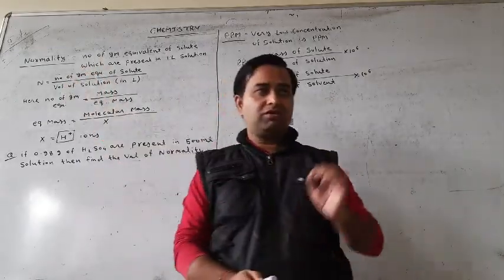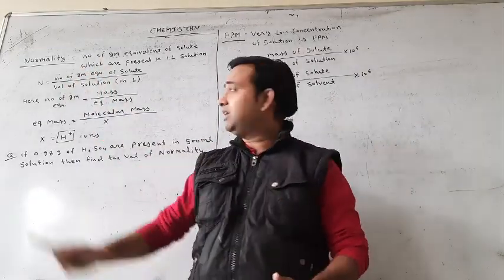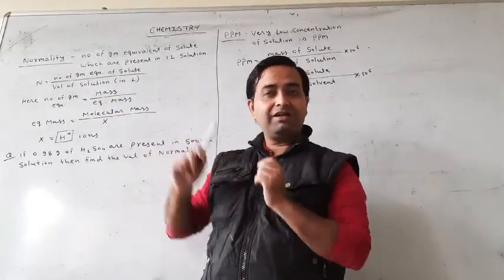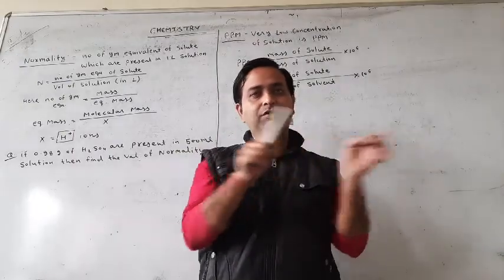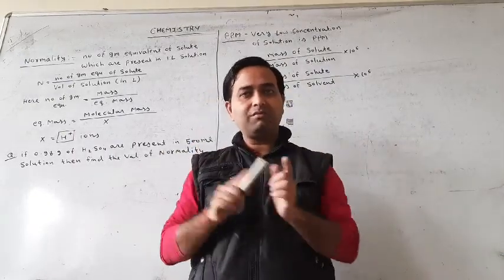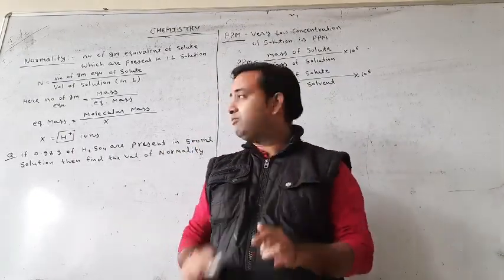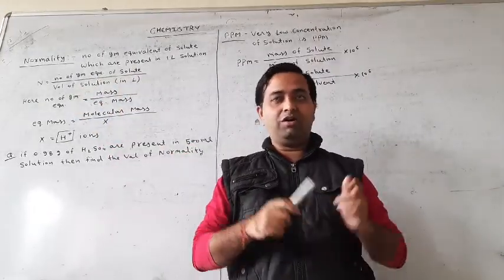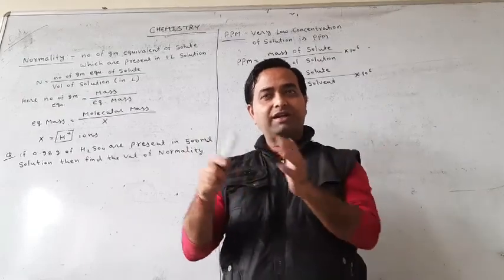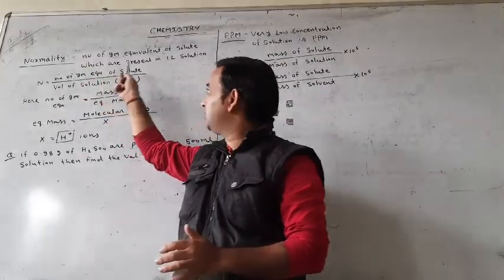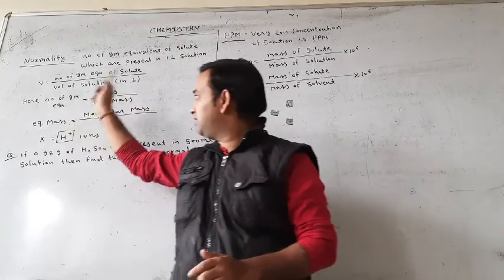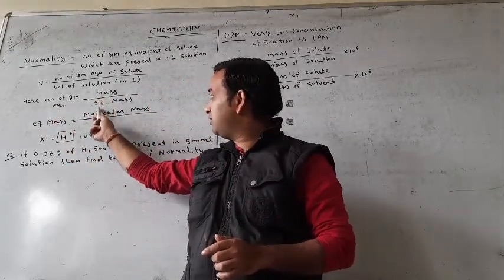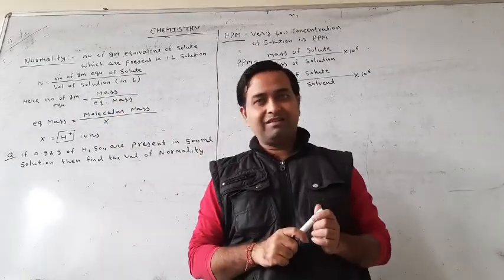Now students, in molarity we have the number of moles, which we calculate by mass upon molecular mass. But here we use the number of gram equivalents of solute. So the question is, how can we calculate the number of gram equivalents of solute? Students, the number of gram equivalents is calculated by mass upon equivalent mass.